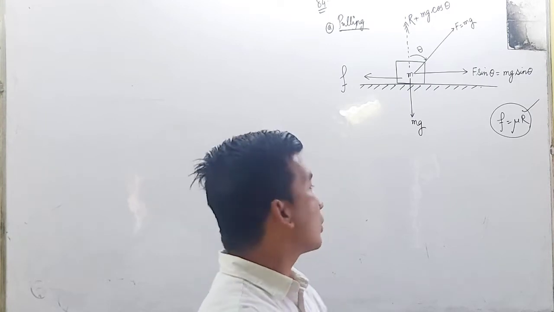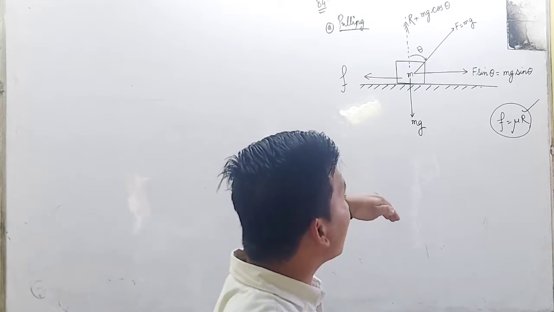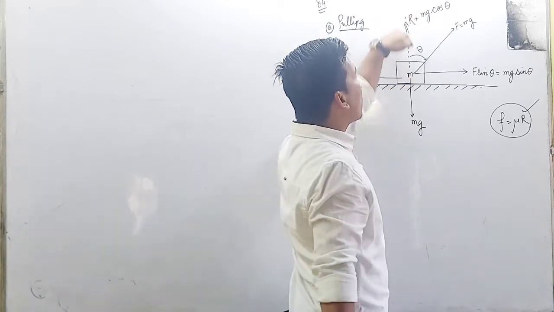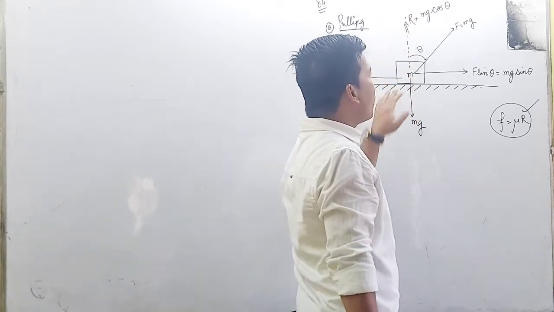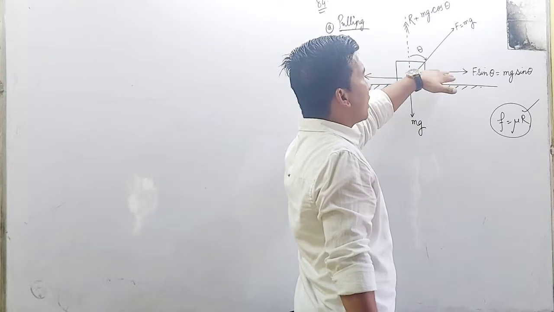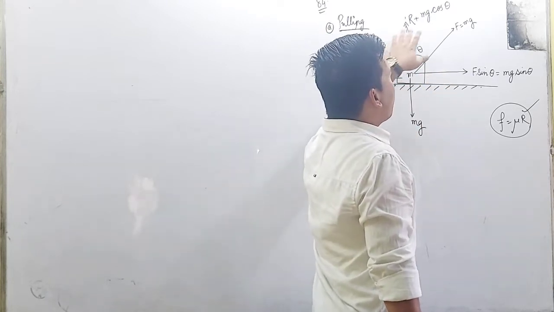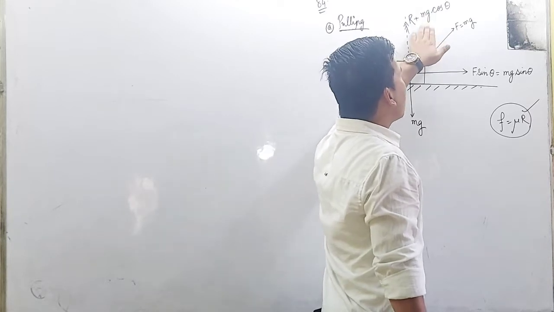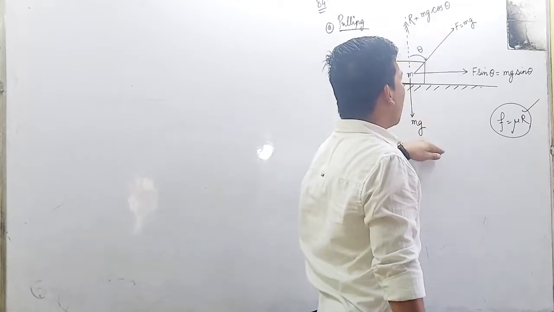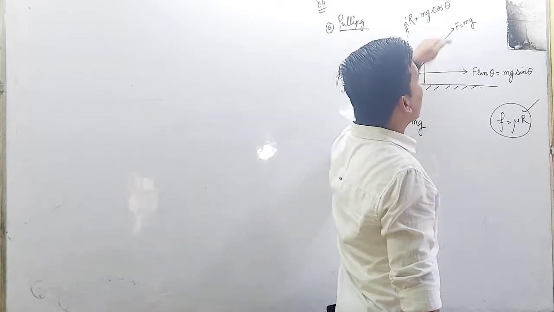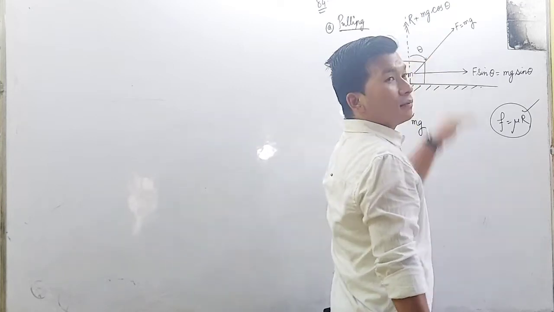That means your equilibrium condition will be maintained in the vertical direction, perpendicular to the surface. If R plus mg cos theta is greater than mg, then the body will have a tendency to move upward, that is, move above the rough surface.